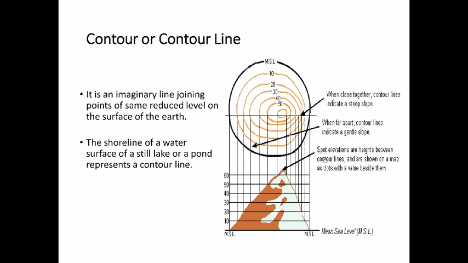So the contour line not only tells you how the topography changes, but also how abruptly or how slowly the slope is changing. It is an imaginary line joining points of the same reduced level on the surface of the earth. And yes, we've discussed what's written over here.